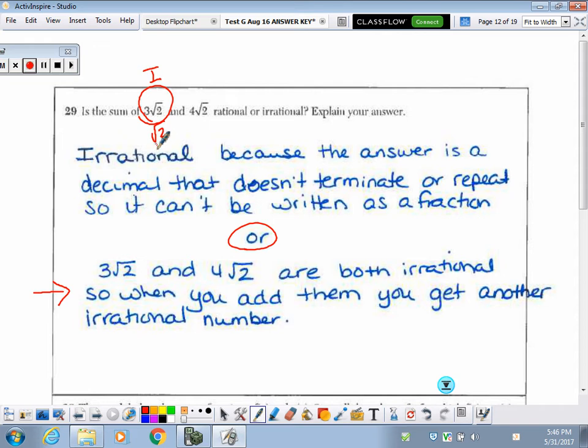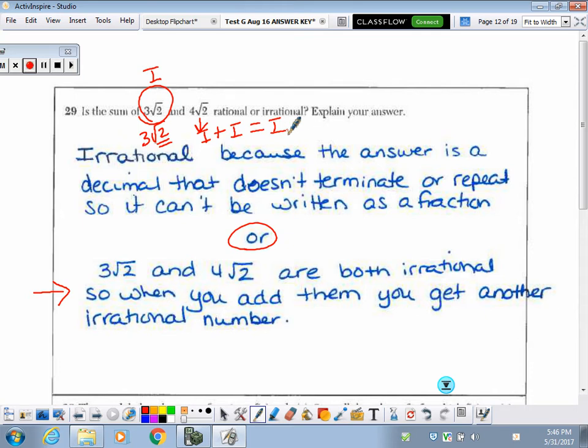So even when you take the square root of 2, which is a non-perfect square, and you multiply it by 3 or any number, it still stays a non-perfect square. Okay, so both of these are irrational. When you add an irrational and an irrational, you will always get an irrational answer.